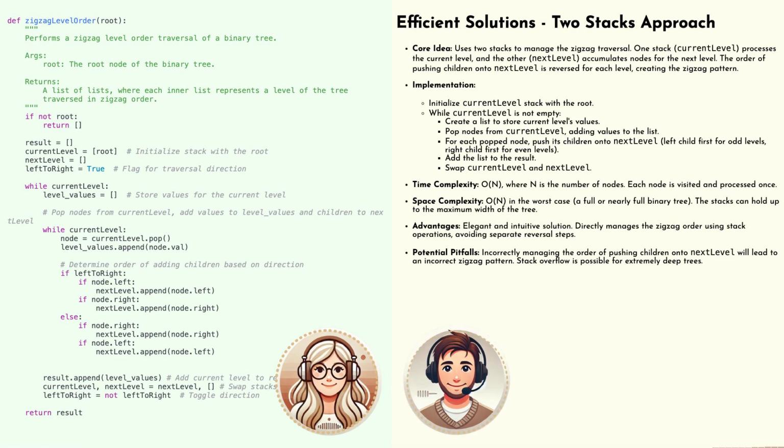I'm seeing the light now. By controlling the order in which we push the children, we're essentially setting up the next level to be traversed in the opposite direction. Precisely. When we're done with the current level stack, we simply swap their roles.